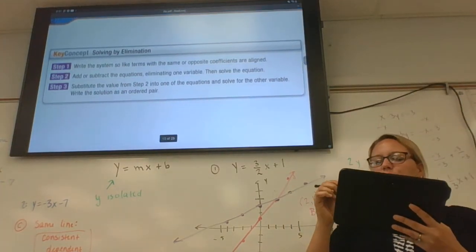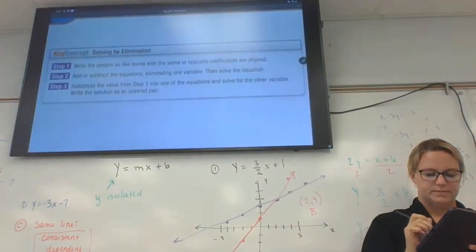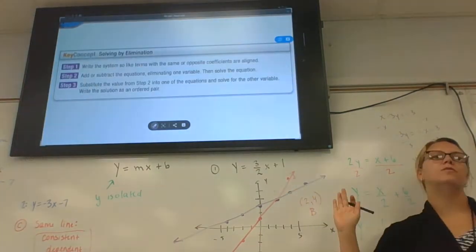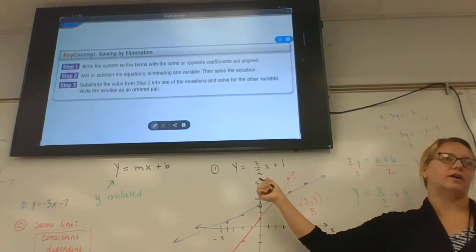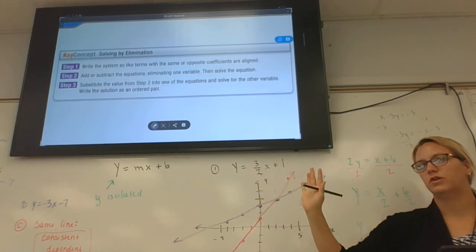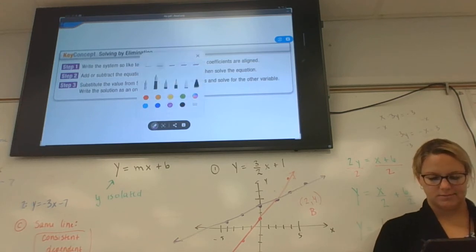Supposed to be easier. Rumor has it this is even easier than graphing. Well, graphing when the equation's not set up correctly. I think graphing when it's already in y equals mx plus b is great. But if you have to rearrange the equation just to graph, that's not ideal.